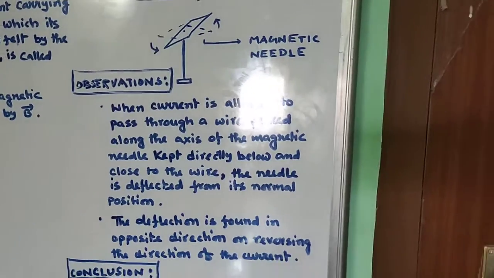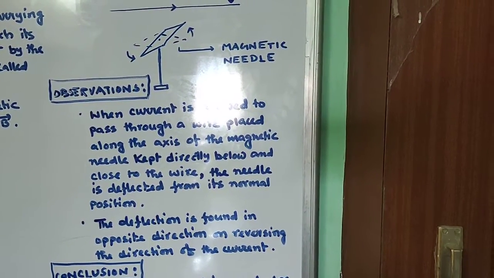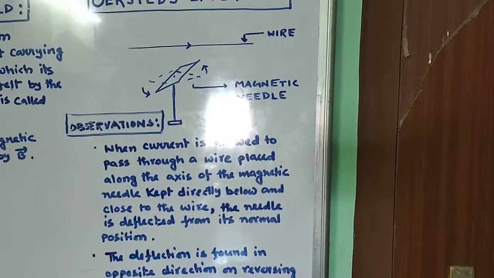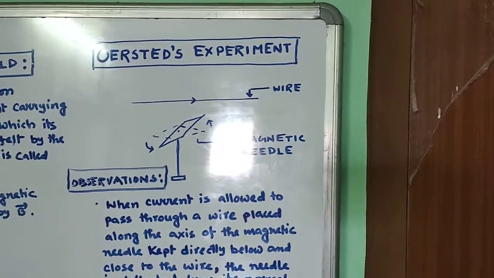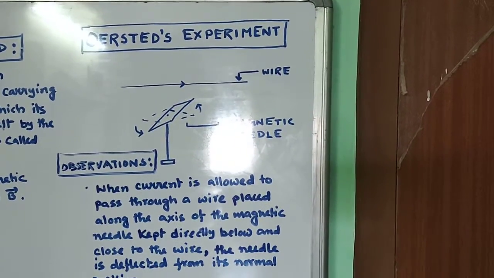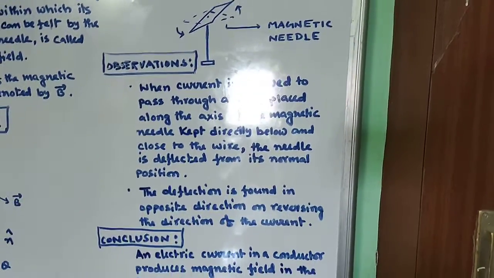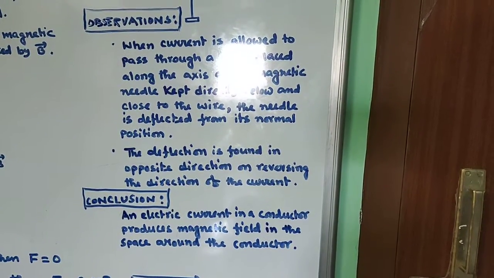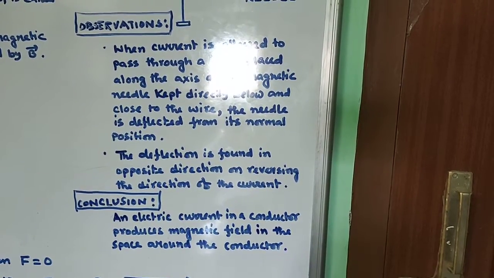And number two, the deflection is found to be in the opposite direction on reversing the direction of current. So the direction of the deflection reverses when we reverse the direction of current. Now the conclusion part, let me read out: an electric current in a conductor produces magnetic field in the space around the conductor.